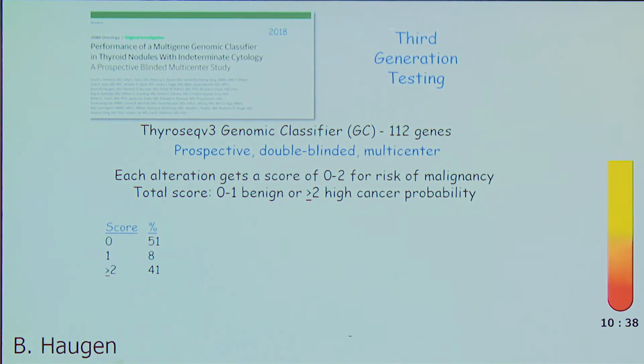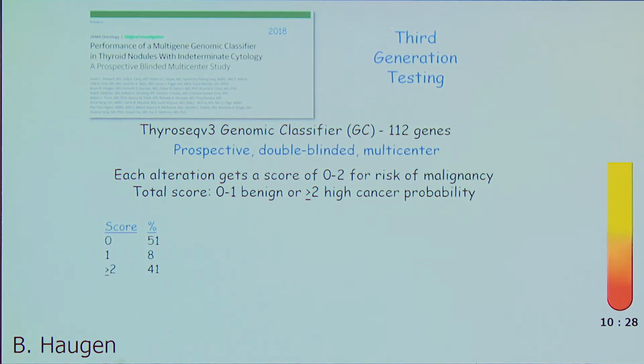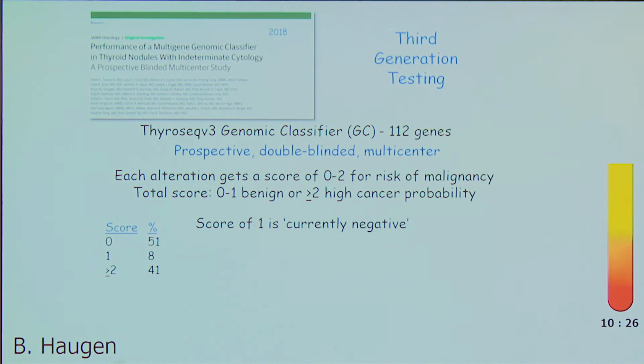So that alone would make it high cancer probability. And just to show you in there, nearly 60% of the tumors had a score of 0 or 1, which in this study is considered benign. So 40% were considered a high cancer probability.